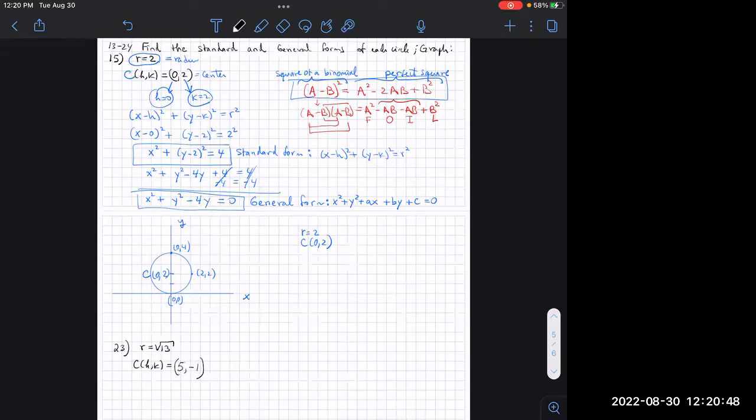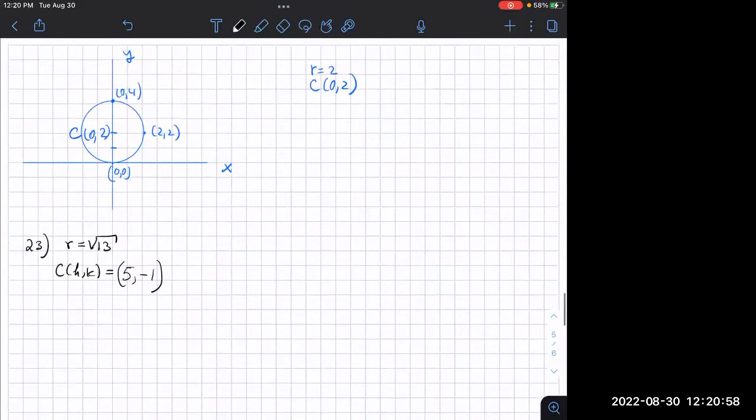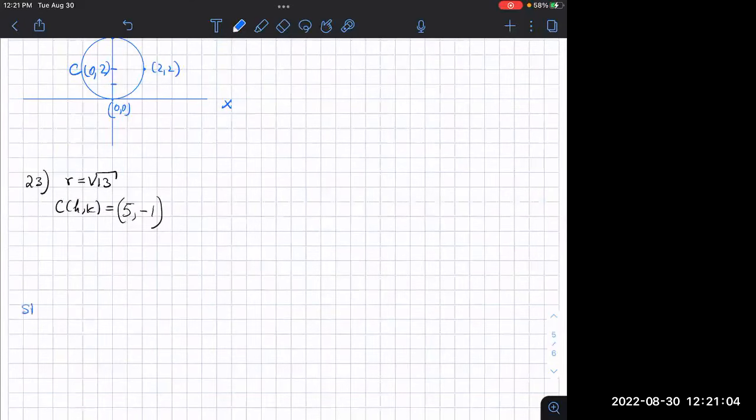So let's see how far you got. What is the equation of the circle in standard form? Did anybody get, say, x minus 5 squared plus y plus 1 squared equals 13? Yes. Okay, very good.